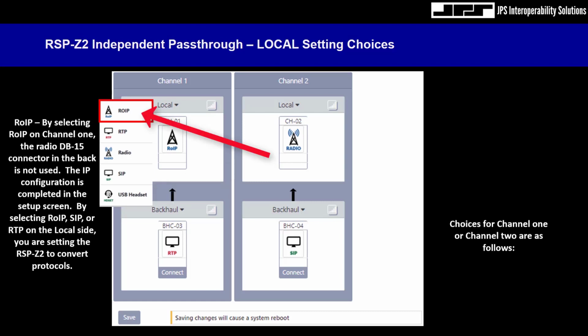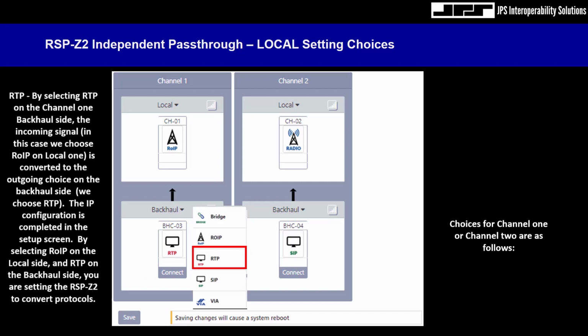By selecting RoIP on channel 1, the radio DB15 connector in the back is not used. The IP configuration is completed in the setup screen, and when you select RoIP, SIP, or RTP on the local side, you are setting the Z2 to convert protocols. You won't be using the DB15 for the radio connector.